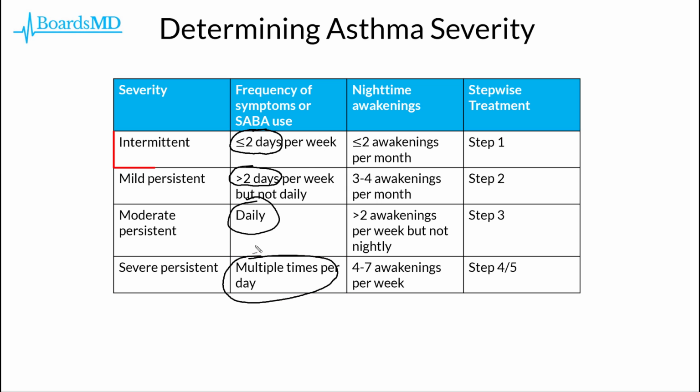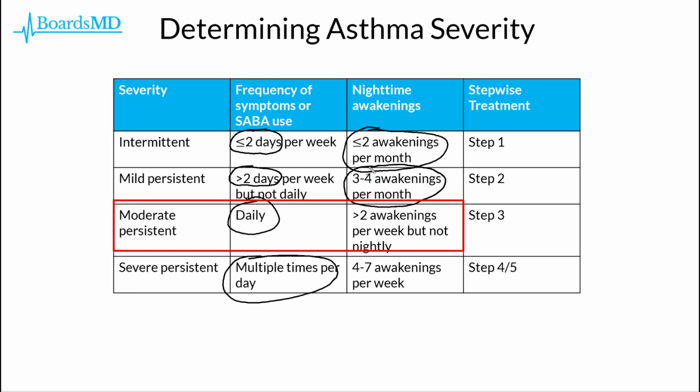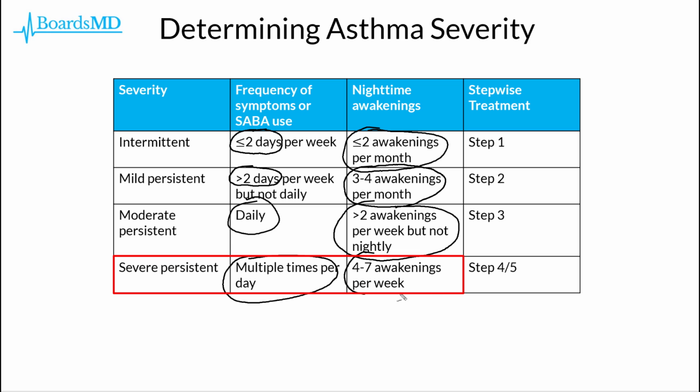Moving on to frequency of nighttime awakenings, those with intermittent asthma will have these awakenings 2 or fewer times per month. Those with mild persistent asthma will have 3 to 4 awakenings per month, averaging approximately 1 time per week. Patients with moderate persistent asthma will have more than 2 awakenings per week, but not nightly. And those with severe persistent asthma will have nighttime awakenings 4 to 7 nights per week.